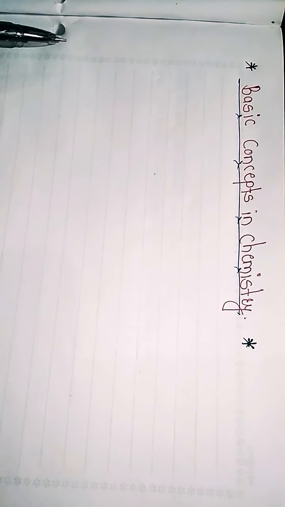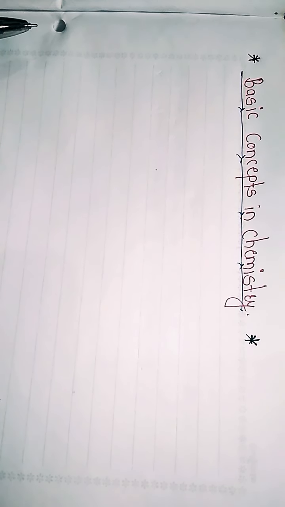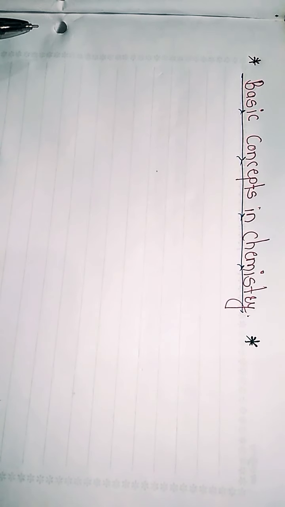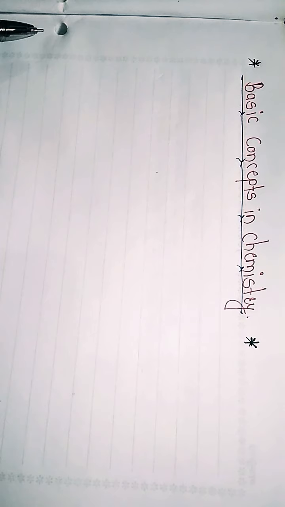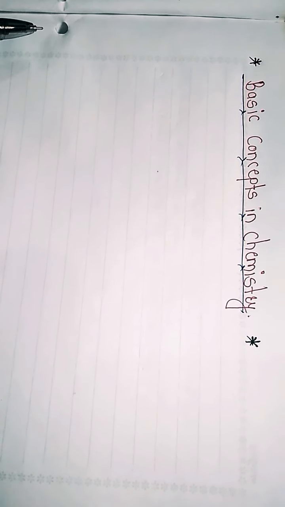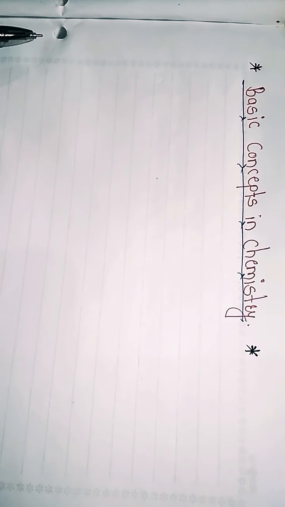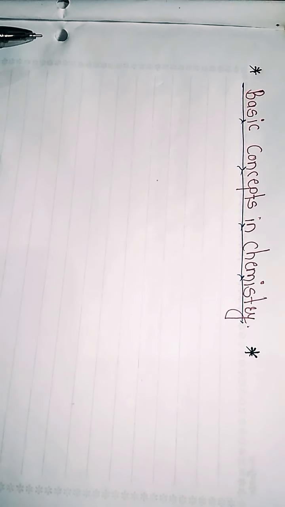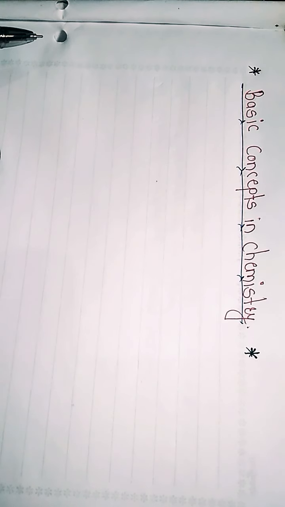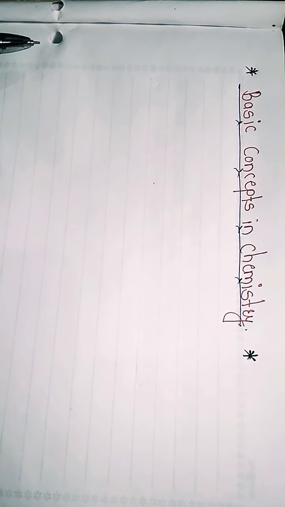Hello friends, today we are going to talk about basic concepts in chemistry. There are various concepts in chemistry which are useful for the study and understanding of a branch of science such as chemistry. We are using those concepts which are helpful for the study of chapter number 2, periodic classification of elements, in SSC Board of Maharashtra.